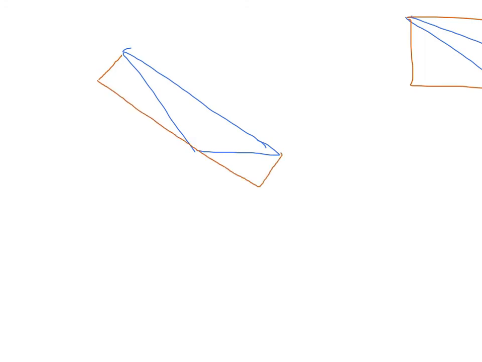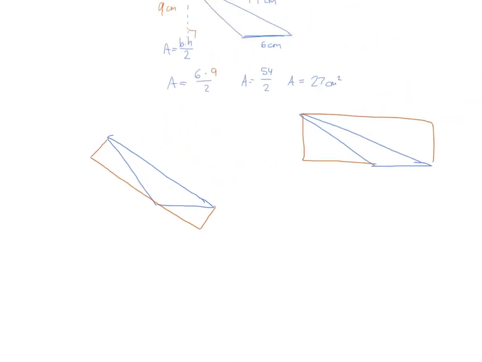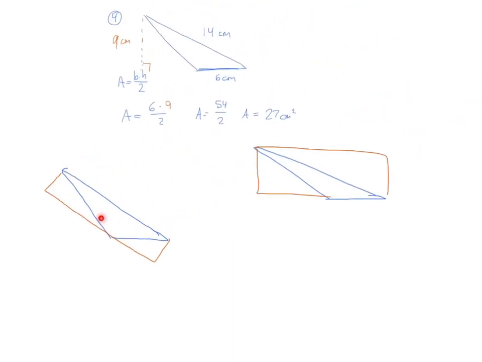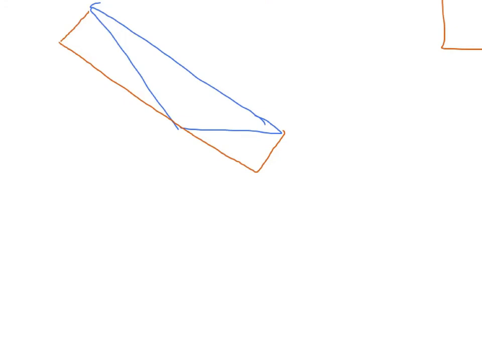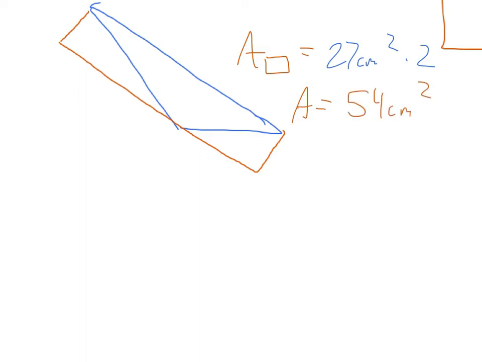Okay. So in our case, let's pretend that this blue triangle is identical to the one we figured out up here. So the area of this blue triangle is 27 centimeters squared, which came from right there. If that's 27 centimeters squared, then what's the area of the rectangle? Well, it'd be that 27 centimeters squared times 2, which would bring us back to 54 centimeters squared. And I'll put a little rectangle there.